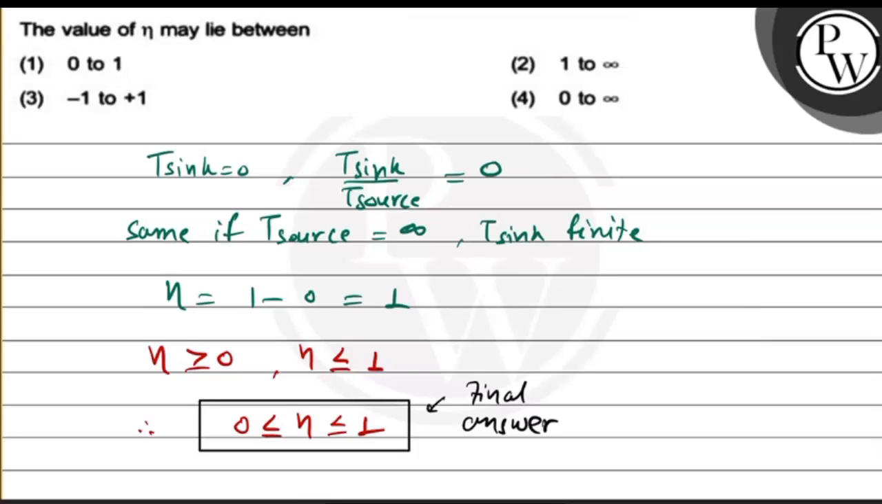and as we can see option 1 is 0 to 1, so option 1 is the correct option.